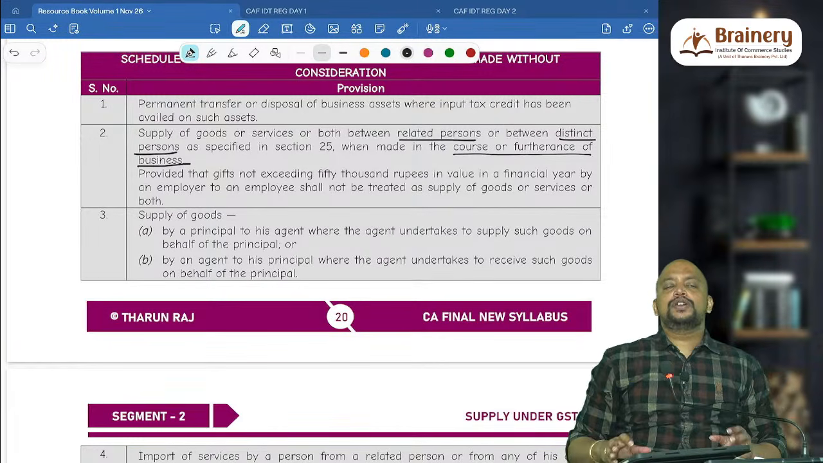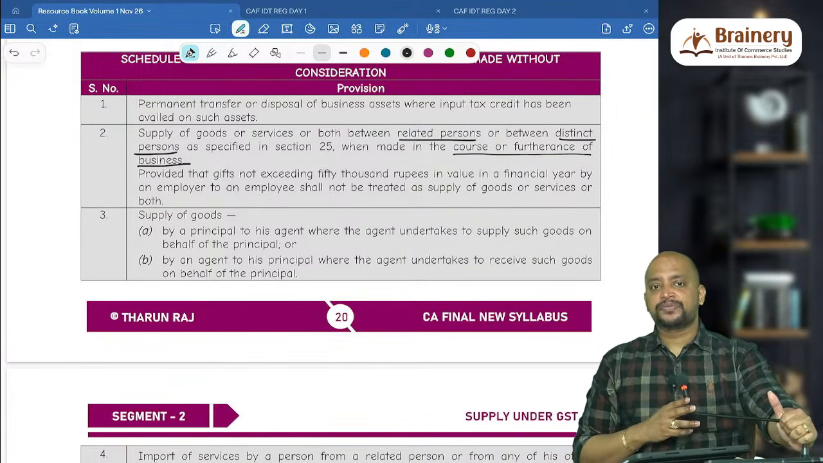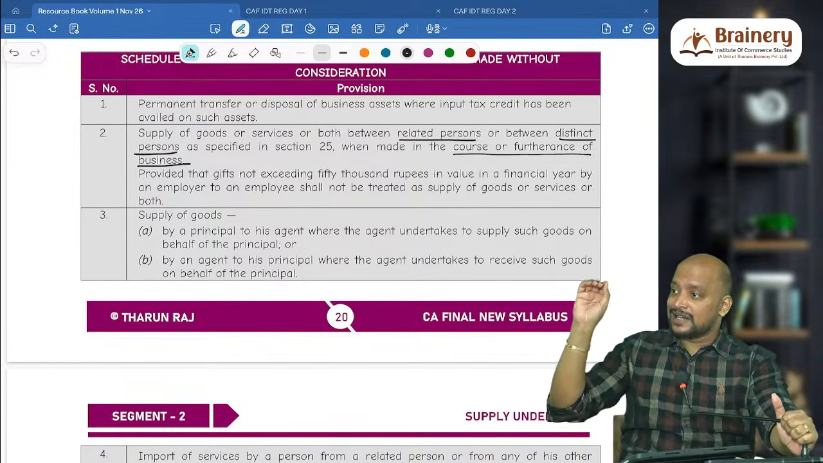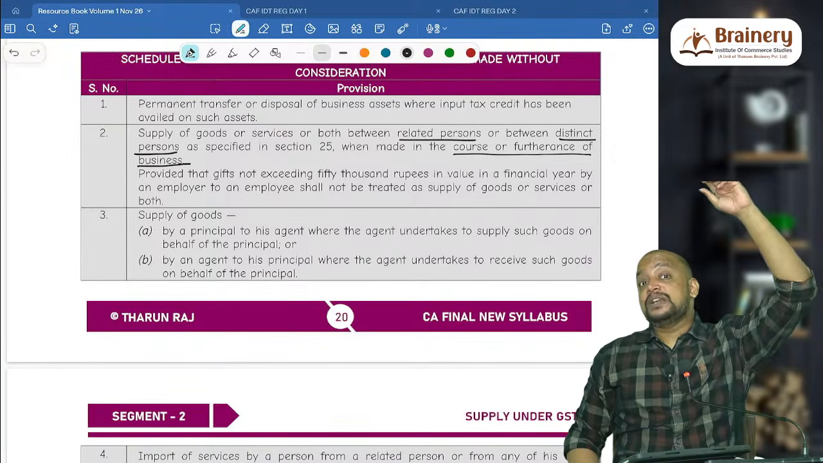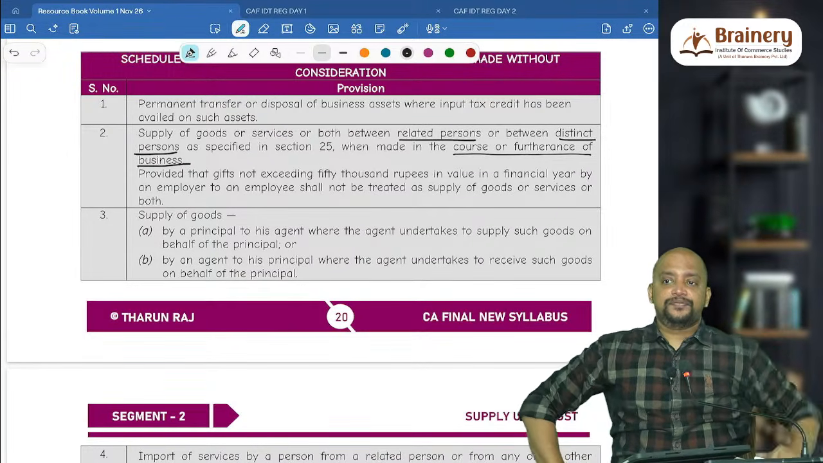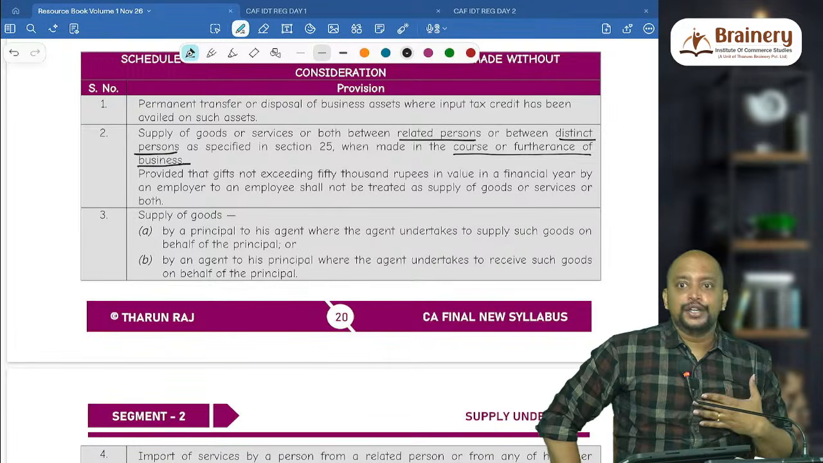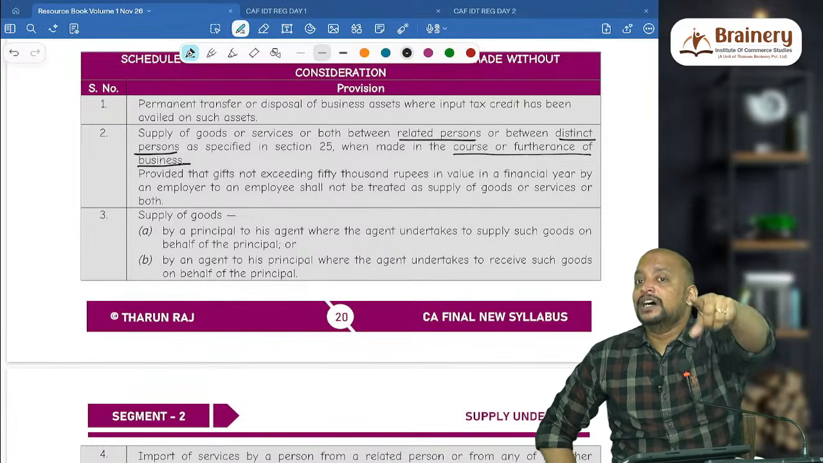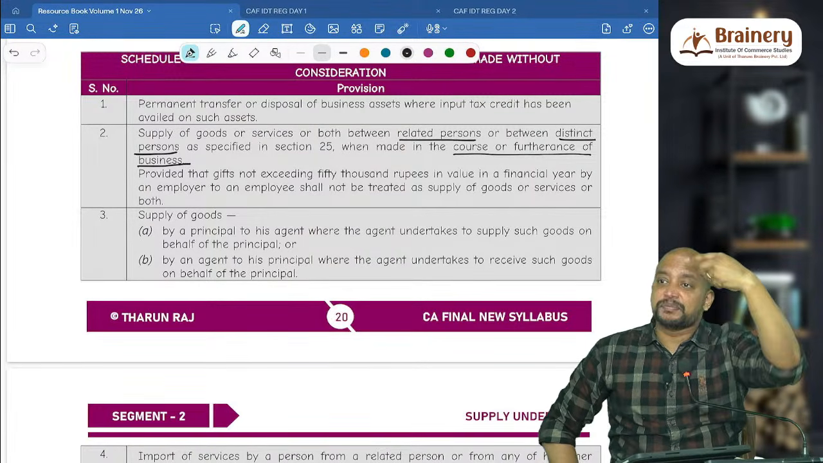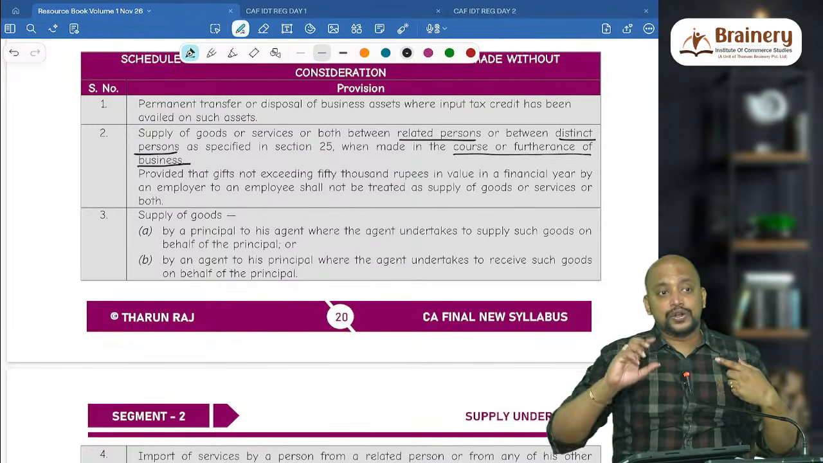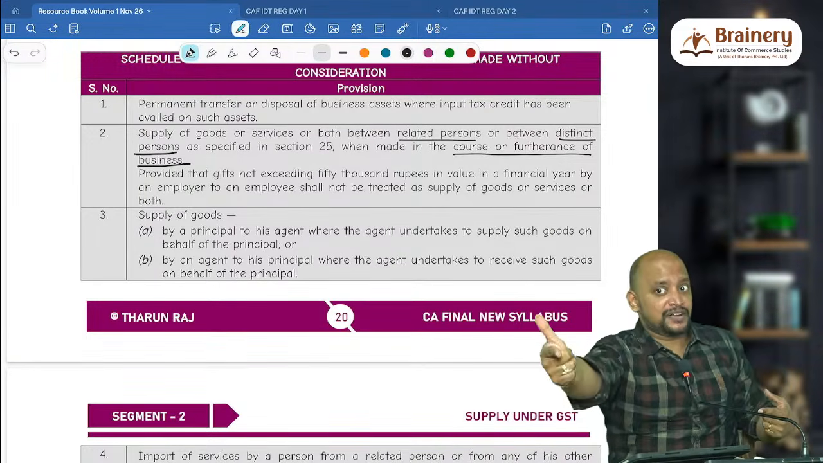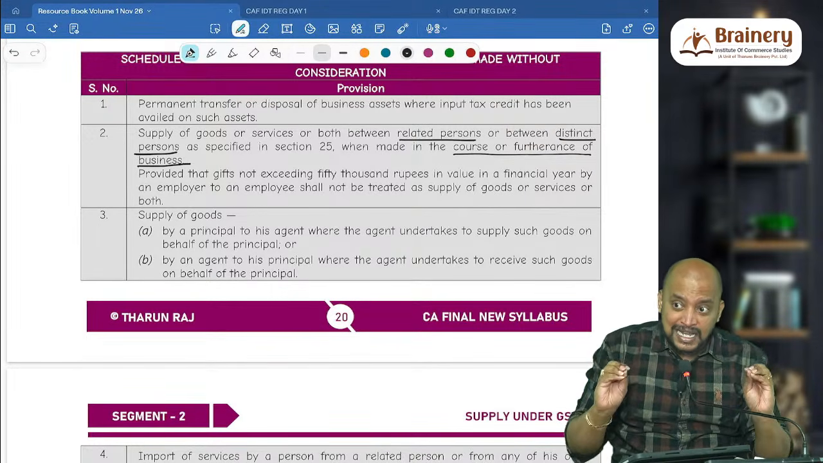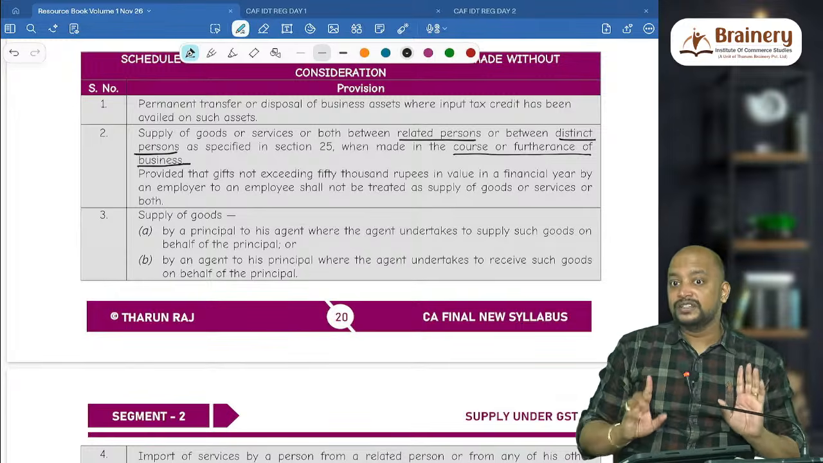Now listen, what is the objective behind bringing this point? Between related persons, even if there is no consideration, indirectly there will be consideration in the form of profit share. Sir, I am a holding company, you are my subsidiary company, and we both are related. Any profit that you earn, say I am holding 55%, means 55% is mine, correct? So now I am giving you a product or a service, but I am not charging any consideration. When I am not charging any consideration, am I really not getting any consideration? No, there is a hidden consideration.